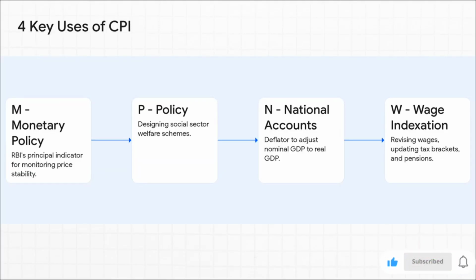So why is the CPI so important? Well, here's a really easy mnemonic for your exam. Just think of a member of parliament from the Northwest, or MPNW. M is for monetary policy. It's the RBI's main guide. P is for policy interventions. N is for national accounts to figure out real GDP. And W is for wage indexation, which affects things like dearness allowance and pensions. It just goes to show how central this one number is to the entire Indian economy.